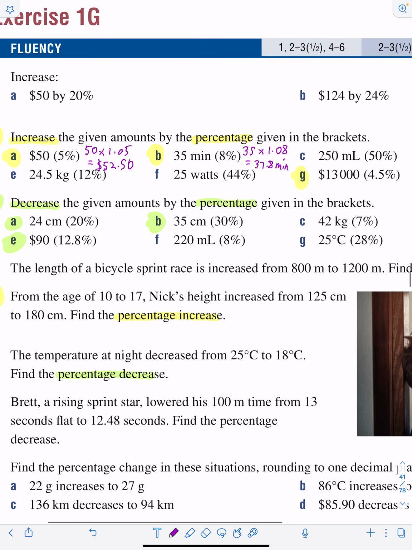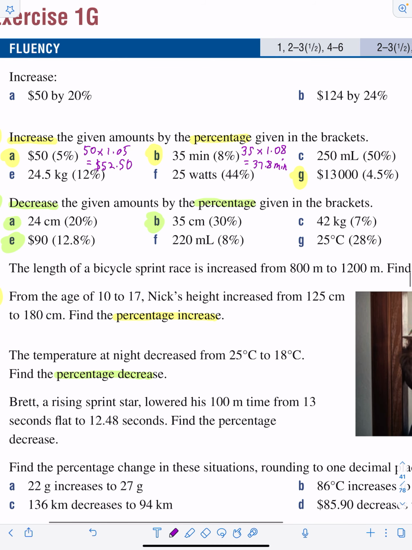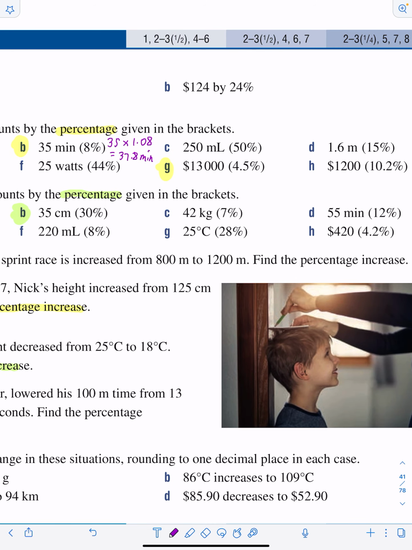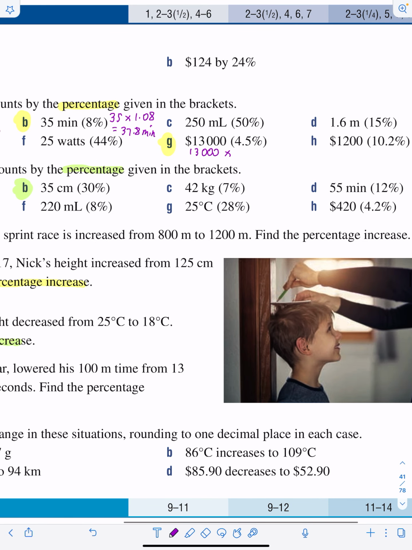Finally, with question G, it's slightly more difficult than the last two because the increase is by 4.5%. To solve that one, it's exactly the same process. So we do 13,000 multiplied by, so if it were increasing by 4%, we would do times by 1.04. But it's increased by 4.5%. So we times by 1.045. And the answer to that is 13,585. And just remember that you need to include the units, dollars.